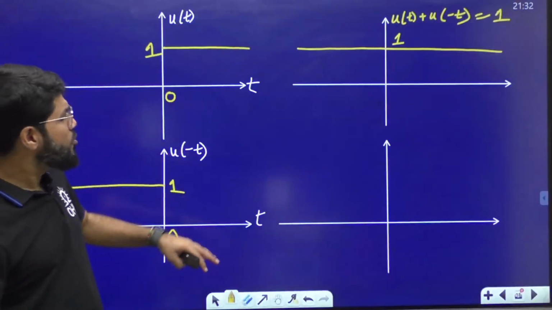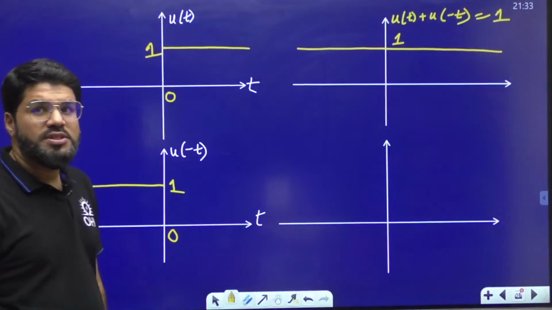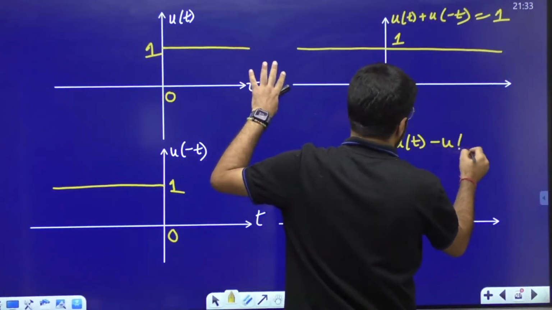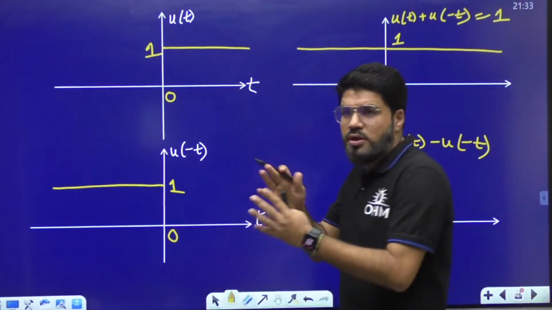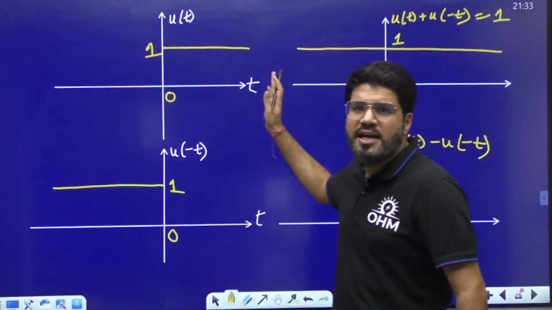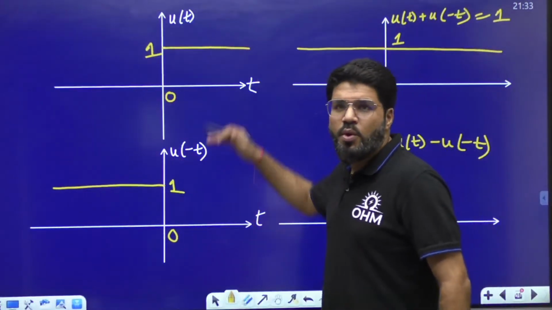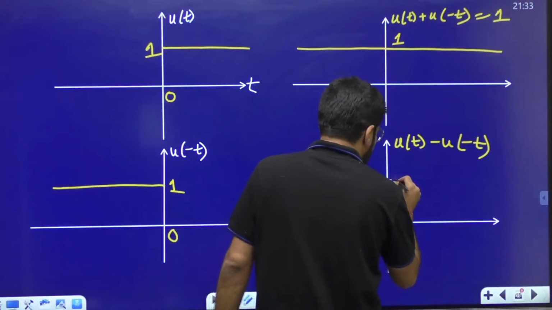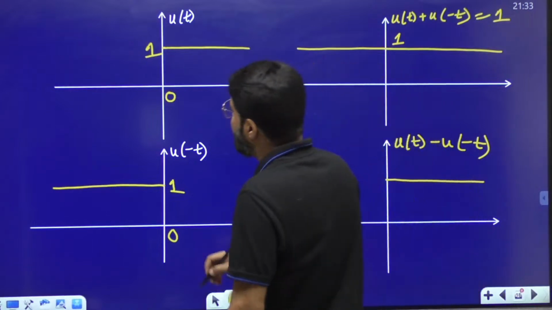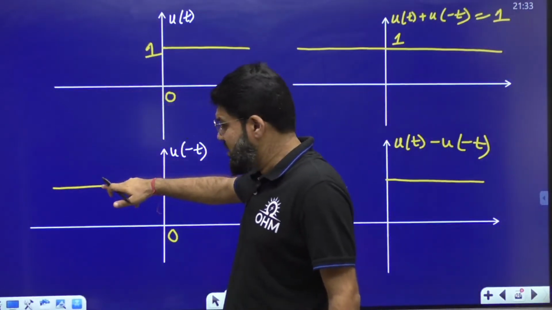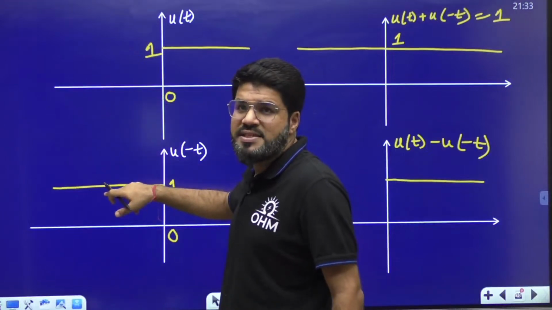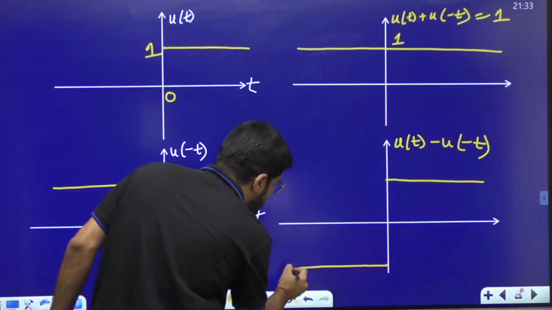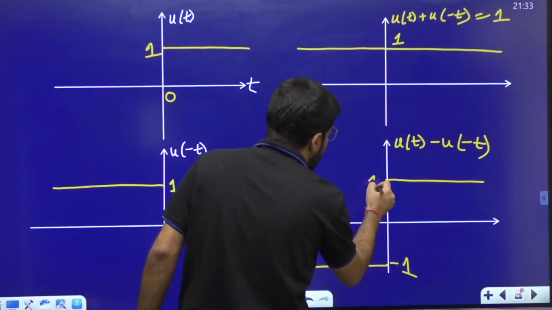In case you subtract these two waveforms, subtract in the order u(t) minus u(-t), let us do it region by region. On the right side, for t greater than 0, you have 1 minus 0, which is simply 1. On the left side, it is 0 minus 1, because u(-t) is 1 there but u(t) is 0, so you get negative 1. So it is negative 1 on the left hand side and plus 1 on the right.